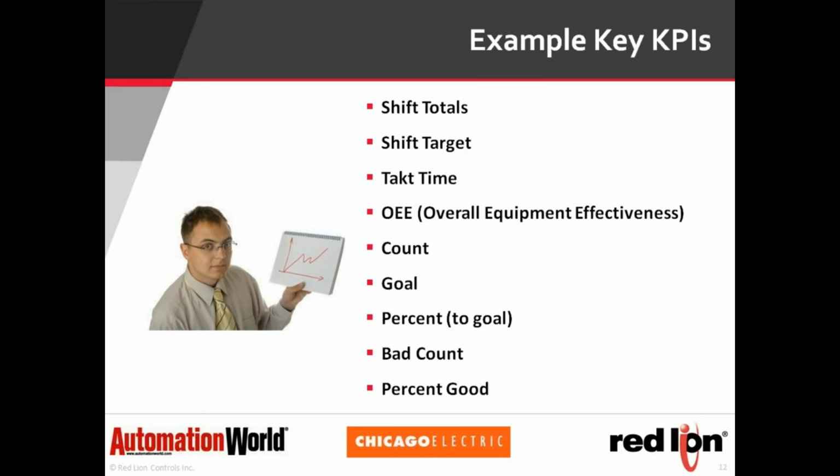So some example KPIs, information that companies display or you might want to display, are things like shift totals and shift targets. What that does is it allows a competitive nature to kick in. Individuals want to know that they're contributing to their company, that they're a contributing factor. Entire shifts want to beat the others. First shift always wants to outperform third shift, for example. So displaying that information in real time helps drive that competitive spirit.